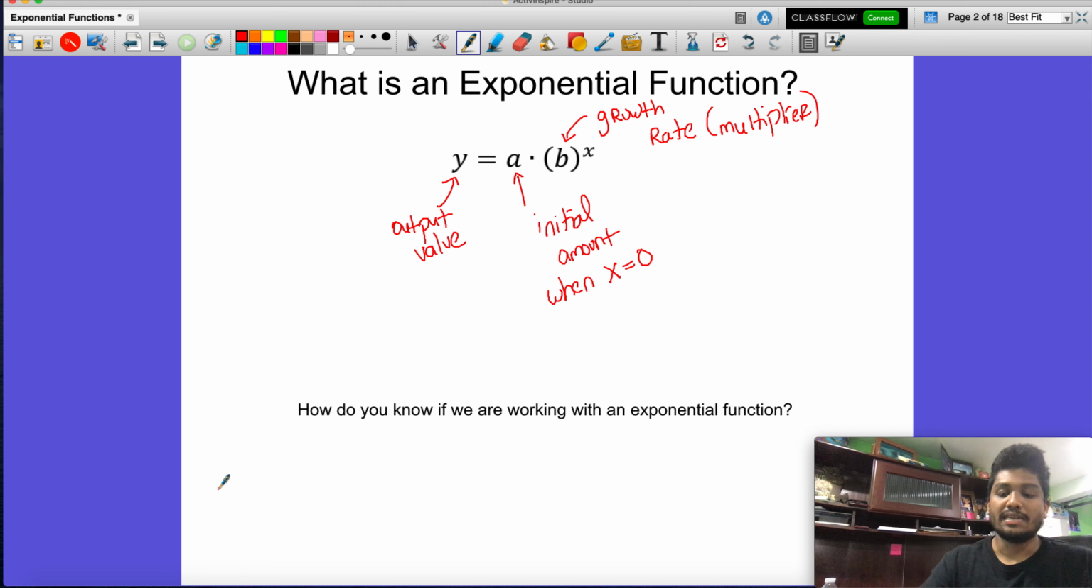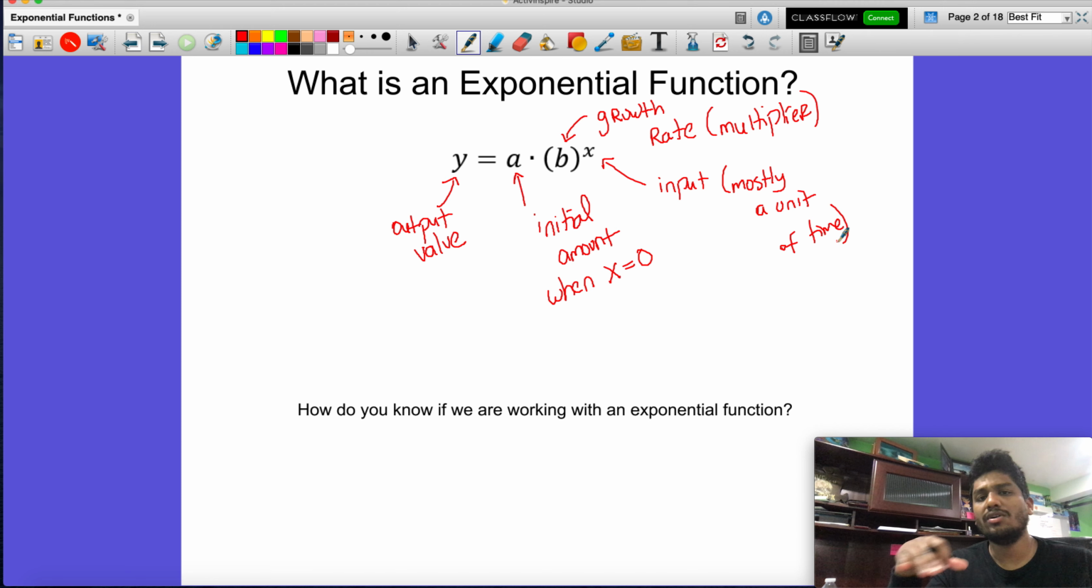Okay, because again, with exponential, you're always going to be multiplying by a certain amount, and x will be our input. Okay, now for the most part, mostly, I should say, it's a unit of time. Now that's not always necessarily true, but if you're in algebra 1 or algebra 2, the majority of the time we're going to be working with some kind of time interval, like seconds, minutes, hours, days, months, years, anything relatable to time, right?